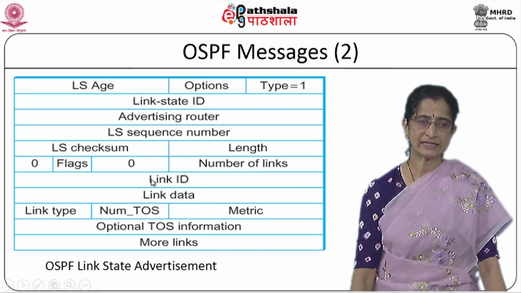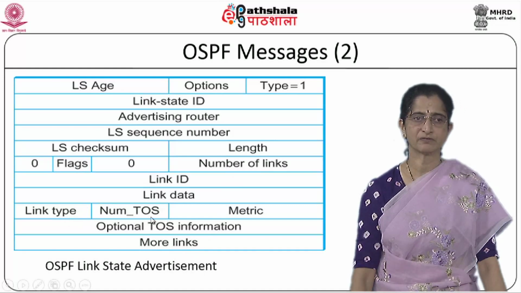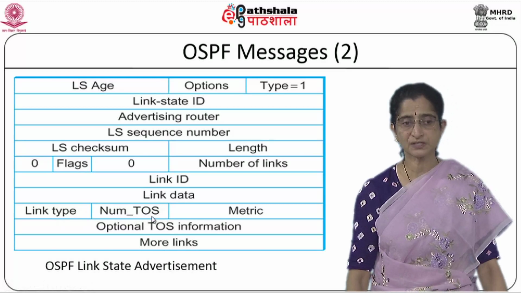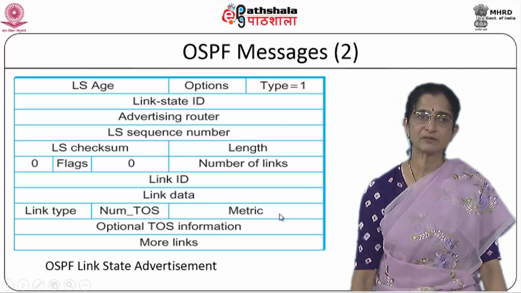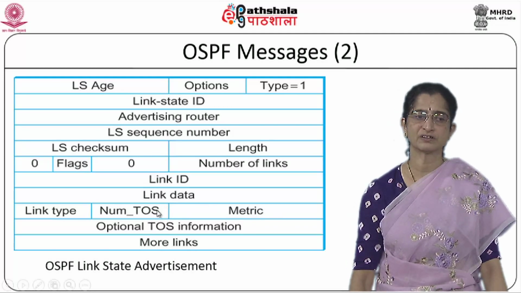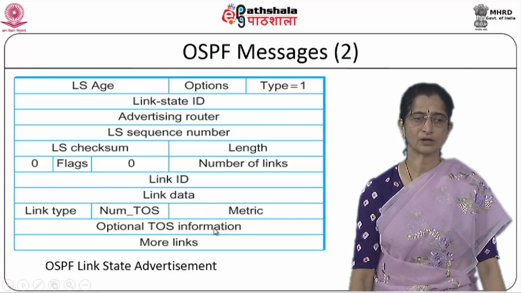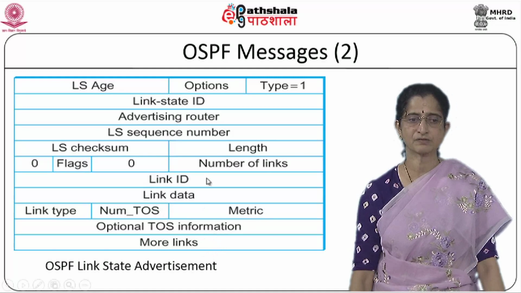So link ID, data, type, and then some kind of numerical TOS information. TOS stands for type of service, right. You may have different types of service that you may be looking for or that this particular link may be able to support, and a metric which says what is the cost with respect to the type of service. And there could also be some additional optional type of service information that can be specified, and for more links this information will be repeated.